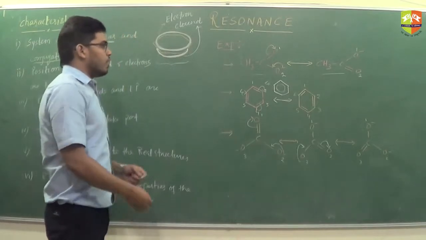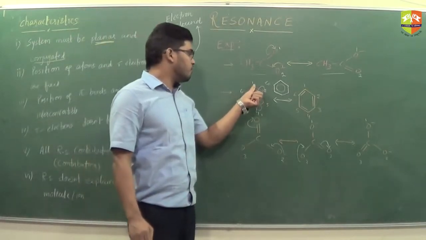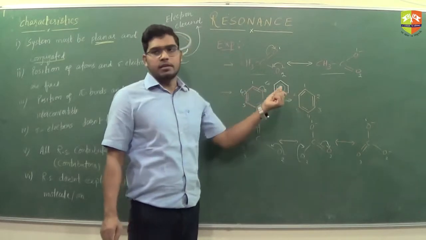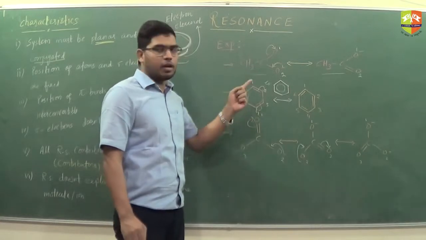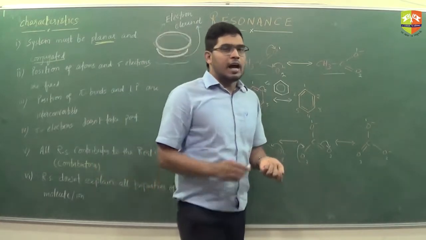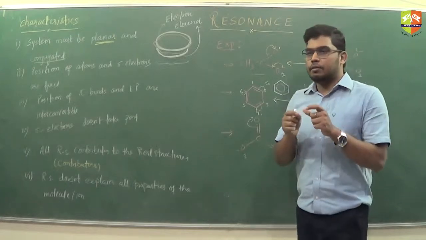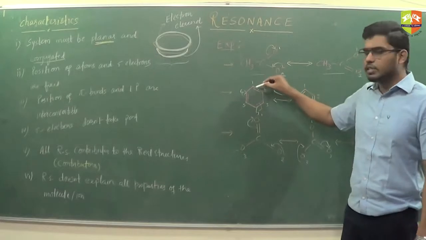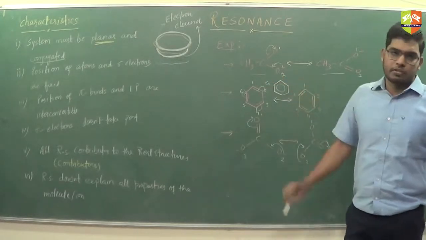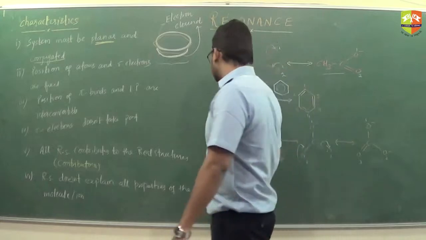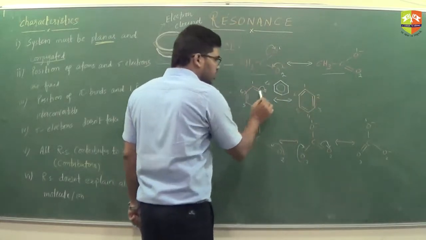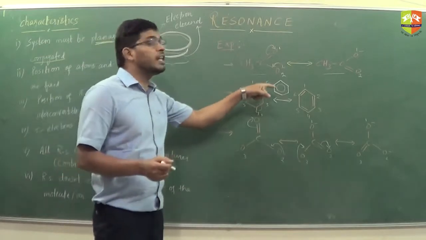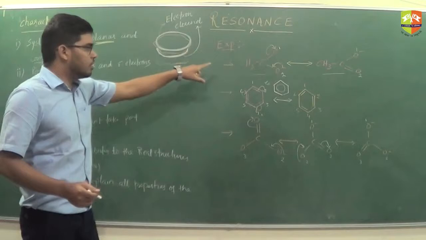Okay? If I ask you what is the bond order between the first and second carbon, it is between 2 and 1, right? The average of that. Okay, so it will be 1.5. So the carbon-carbon bond has a bond order equal to 1.5. It neither has a single bond nor a double bond. This is because of resonance. So all these structures we call contributors. Both of these resonating structures contribute to the real structure, and the real structure of benzene is this, not this one.